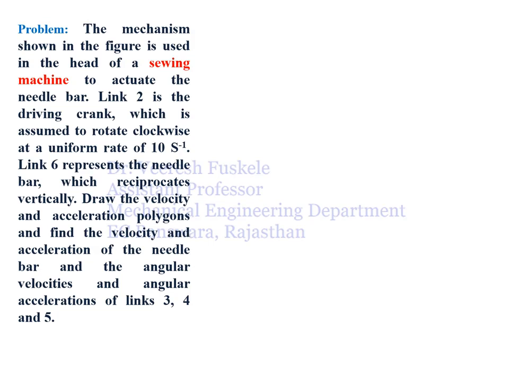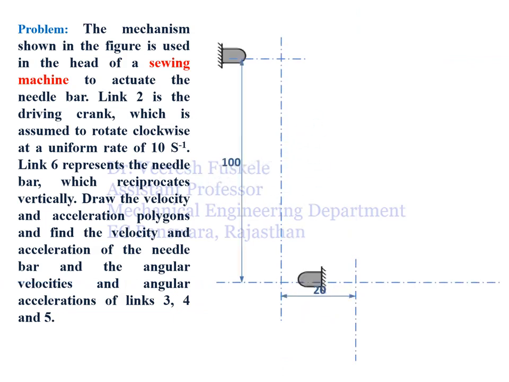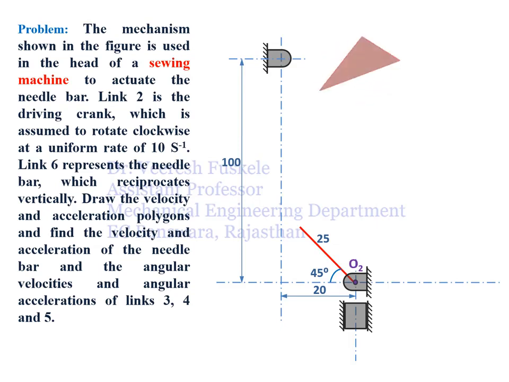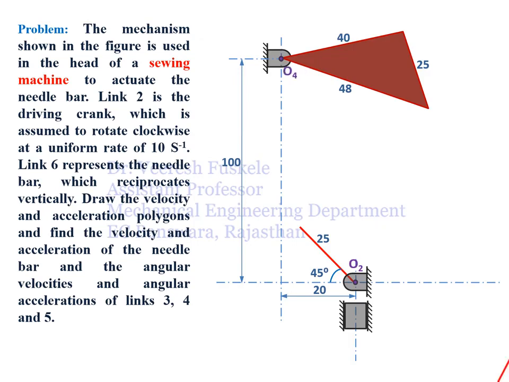The problem statement is like this: the mechanism shown in the figure is used in the head of a swing machine to actuate the needle bar. The link 2 is the driving crank, which is assumed to rotate clockwise at a uniform rate of 10 radians per second. Link 6 represents the needle bar, which reciprocates vertically. Draw the velocity and acceleration polygons and find the velocity and acceleration of the needle bar and the angular velocity and angular accelerations of link 3, 4 and 5.